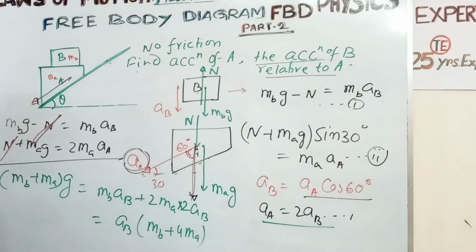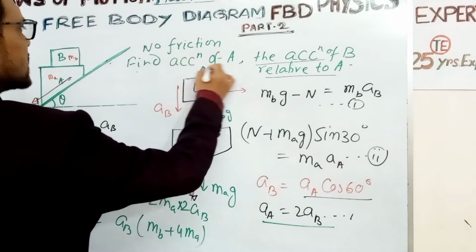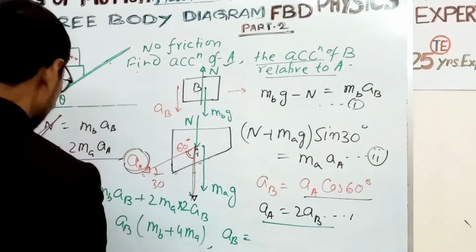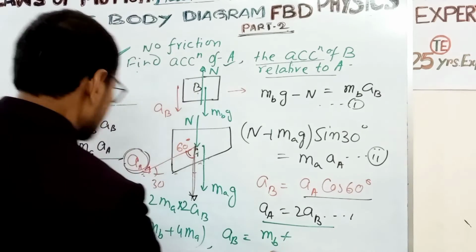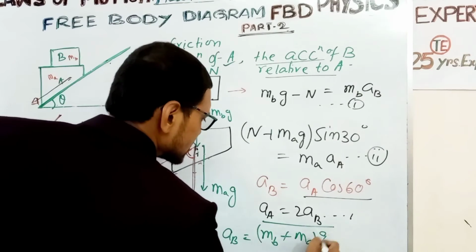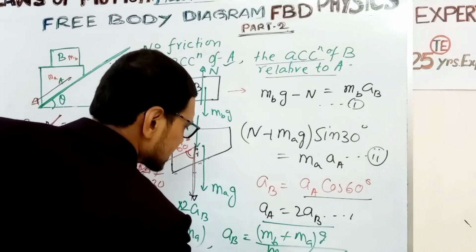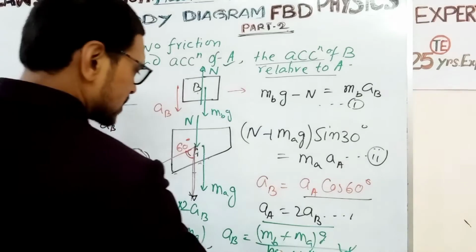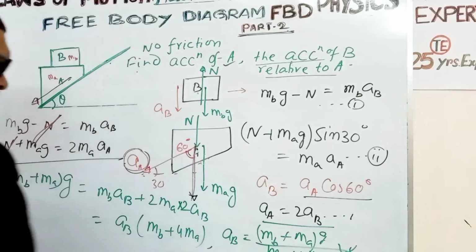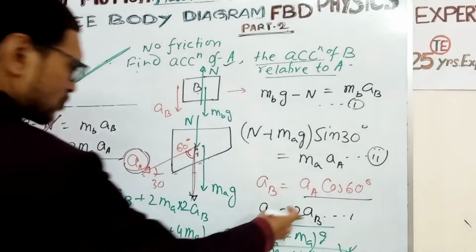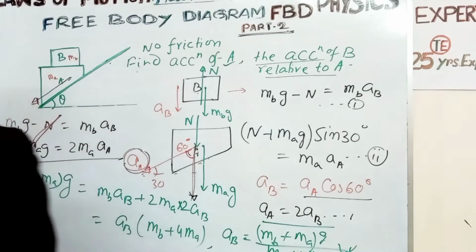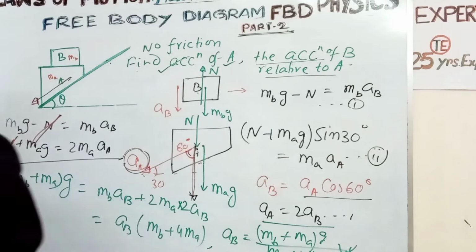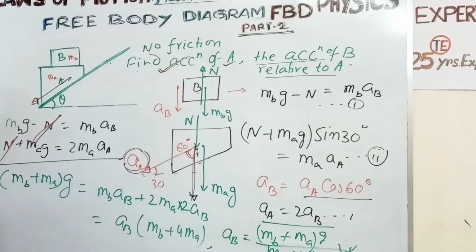Do you understand this? Now the acceleration of a we get, so the result is ab equal to (mb plus ma) g divided by this. This is the acceleration of the block b, and if we put the acceleration of the block here, a equal to 2ab, twice of this, so a equal to twice of this. This is the acceleration.